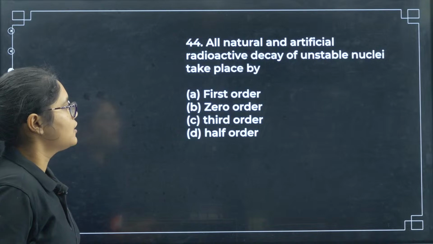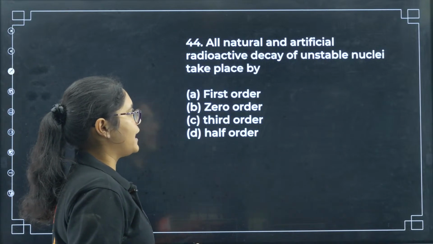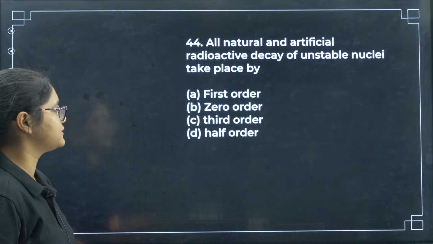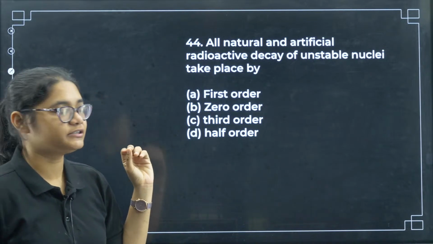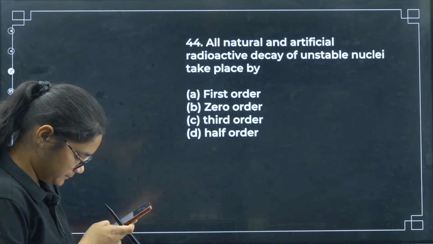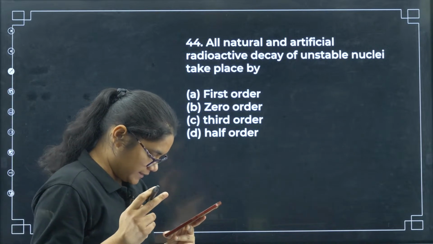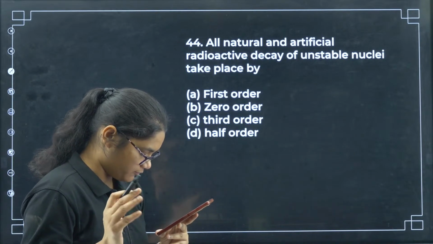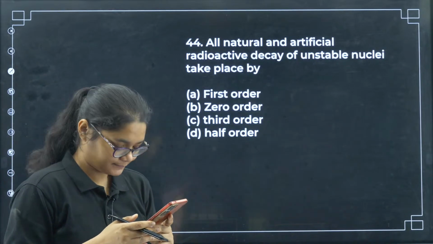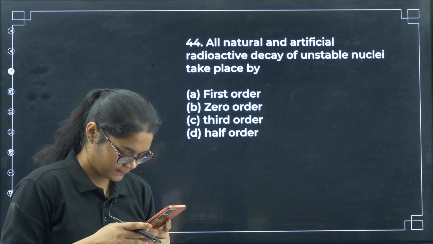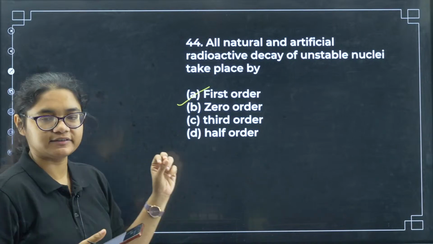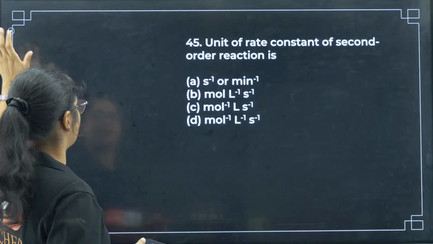Next, all natural and artificial radioactive decay of unstable nuclei take place by what order of reaction? First order, zeroth order, third order, or half order? Yes, 43D is the correct answer. All of you have given it correct. Next, 44 question, can you answer? Yes, Sagufta, correct, very good. All of you have given a very simple answer. This is a fact based question, you should remember.